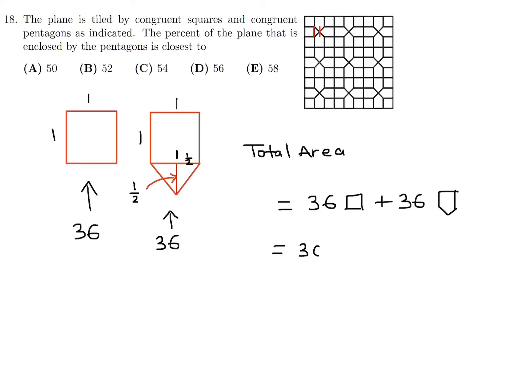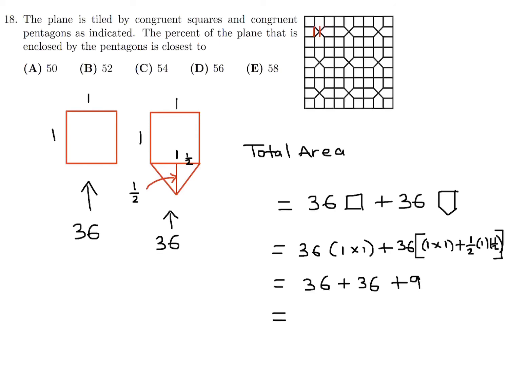Okay? And the squares are pretty easy to figure out the area. It's just 1 times 1. The pentagon, we're going to break up into a square and a triangle. So the square part is 1 times 1. And the triangle part is 1/2 base times height. And the base is 1 and the height is 1/2. Like that. So this looks like 36 plus 36, and then that is a quarter. A quarter times 36 is 9. So the total area is 72 plus 9, which is 81.